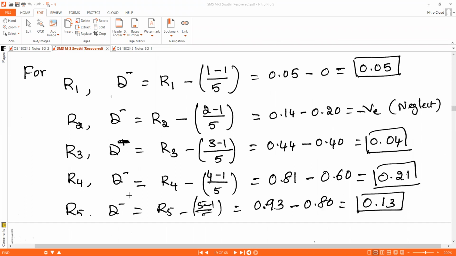Next, we need to find d minus value when i equals 5. Wherever i is there, we need to substitute the i value as 5. Now the d minus formula will become like this: d minus is equal to R5 minus (5 minus 1) by 5.